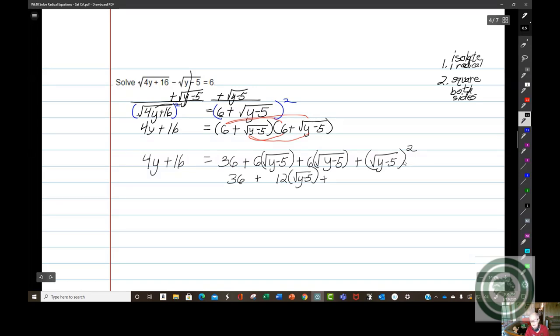Plus, we get to do this again. Isn't this fun? We get to explode a jail cell. Woo! Kaboom! Square root, square. They get rid of each other, which will leave me y minus 5, the radicand, now free.